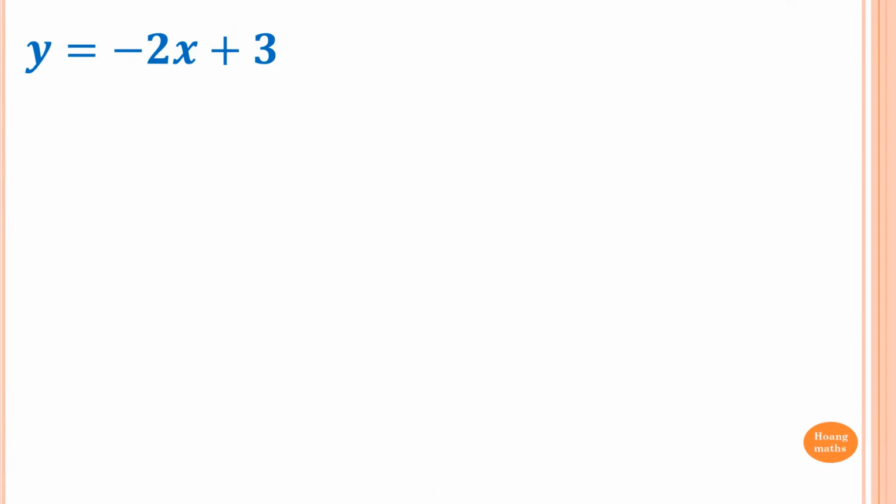Let's do a few examples here. y equal to minus 2x plus 3. In fact, this equation is in gradient intercept form. Now to convert this into general form, which is ax plus by plus c is equal to 0, that's what we need to convert.